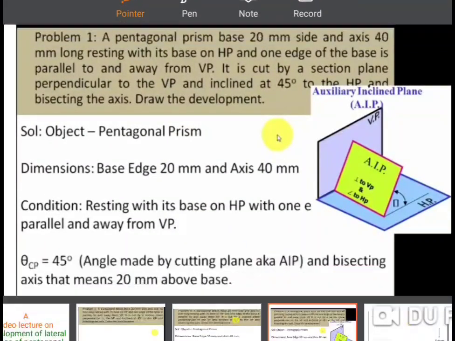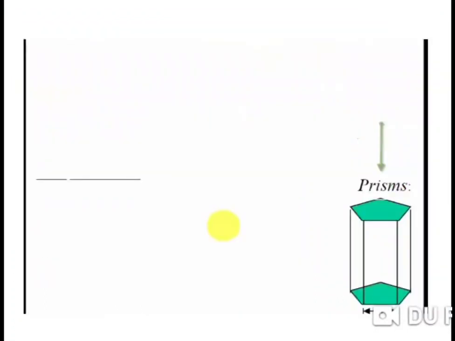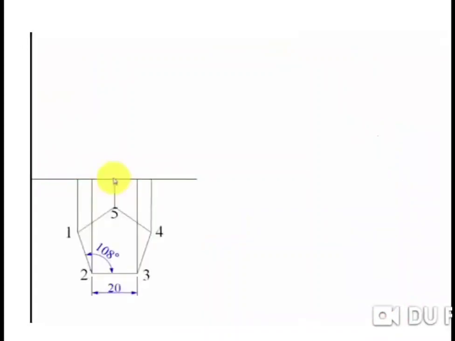Next, here the prism is shown. This is the position of the prism. This edge is parallel to VP and away from the VP, vertical plane, that is nearer to the observer. Now first the XY line is drawn here. Then the pentagon, this 2-3 side, is away from the VP. This is the VP, this is the HP plane. This is away from the VP and is parallel to VP.